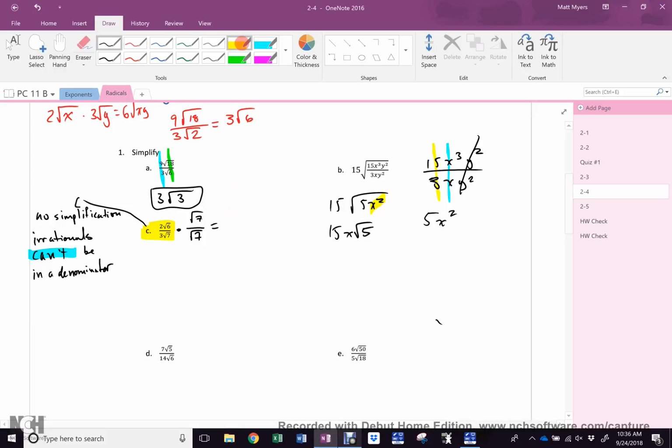We just did a whole lesson on multiplying radicals. What is our new denominator? You all told me you could do it. What is 2 root 6 times root 7? 2 root 42 over what is 3 times root 7 times root 7? 21.